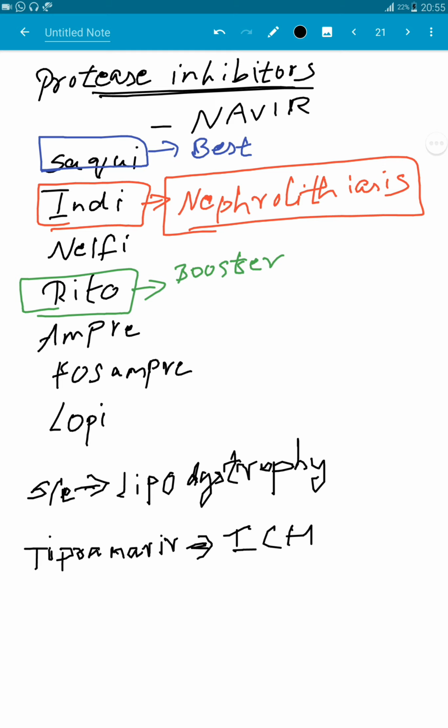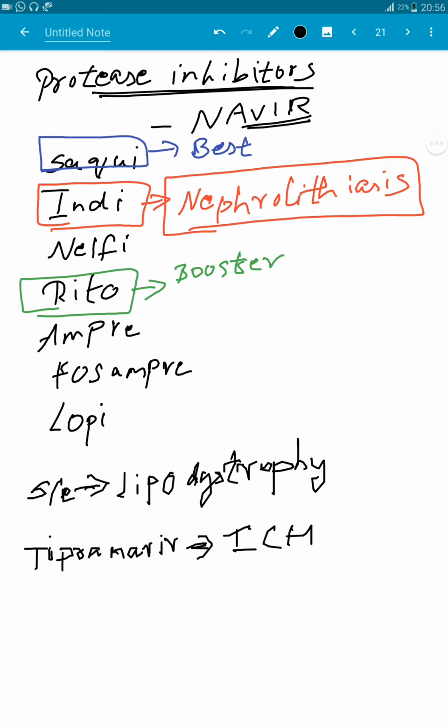Next, protease inhibitors. Protease inhibitors are the navirs, like saquinavir, indinavir, nelfinavir, ritonavir, amprenavir, fosamprenavir, lopinavir. And the best navir protease inhibitor is saquinavir. And one MCQ will be asked: which patient is on antiretroviral therapy and comes with pain in the loin, what will be the reason for that?